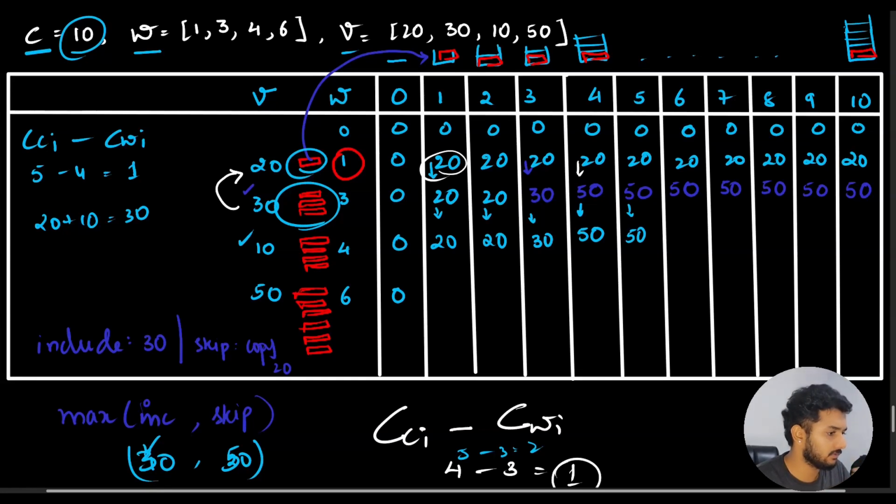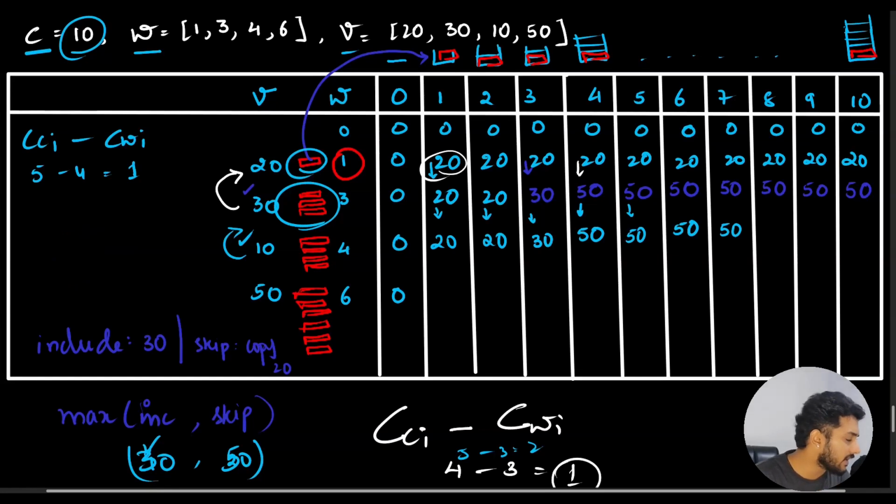20 plus 10, so I'll be just simply copying this. And from 7 minus 4, which is 3. So I'll go to the third cell, third column, and I'll add 10 plus 30, which is 40. So 40 is less than 50, so I'll just simply copy it, and then I will check for the capacity.